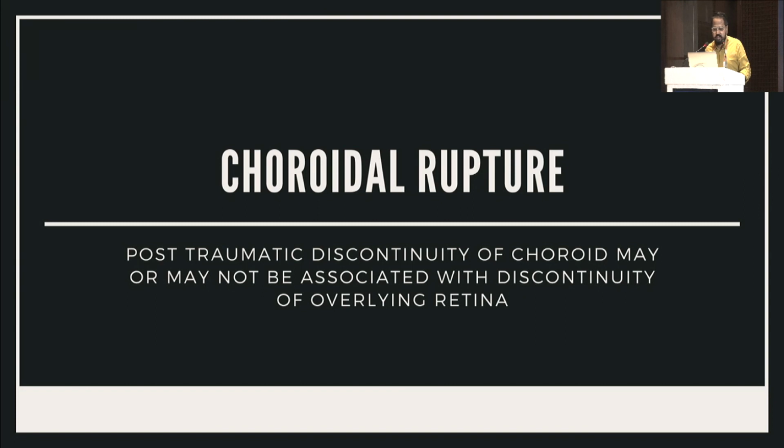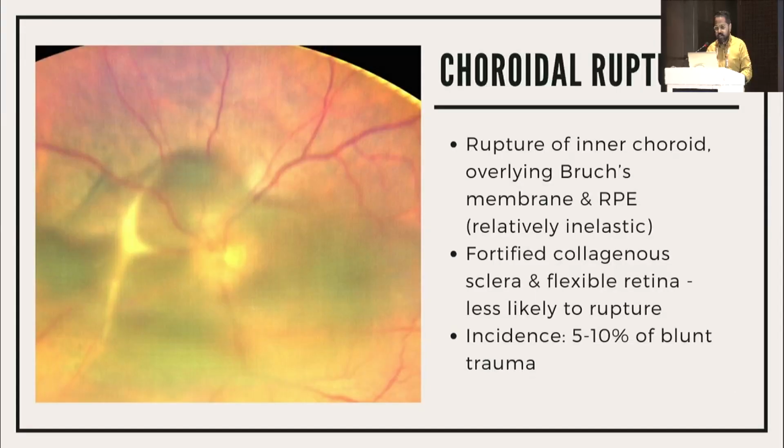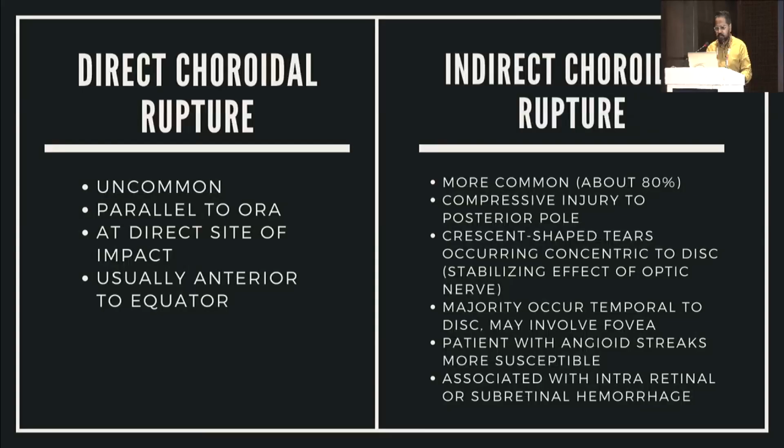Choroidal rupture is defined as post-traumatic discontinuity of the choroid, which may or may not be associated with discontinuity of the overlying retina. The inner choroid, overlying Bruch's membrane, and RPE are relatively inelastic and rupture, whereas the fortified collagenous sclera and the flexible retina are less likely to rupture. Incidence is 5 to 10% in blunt trauma.